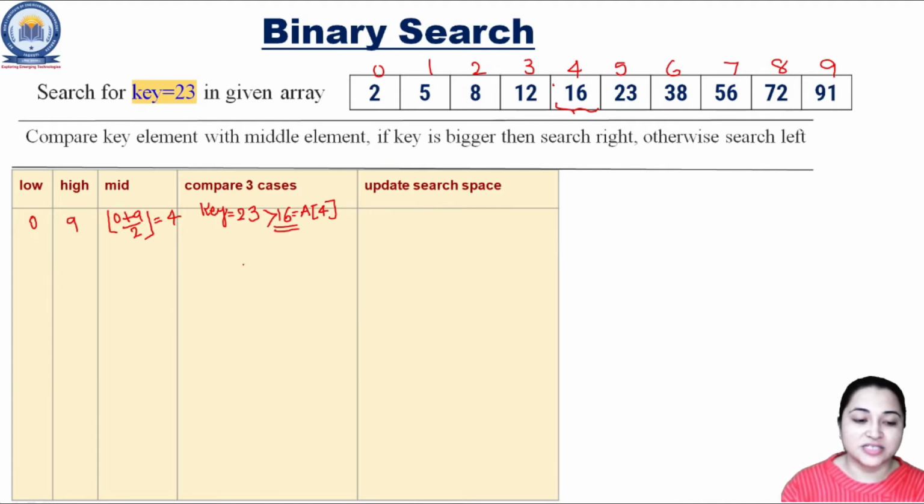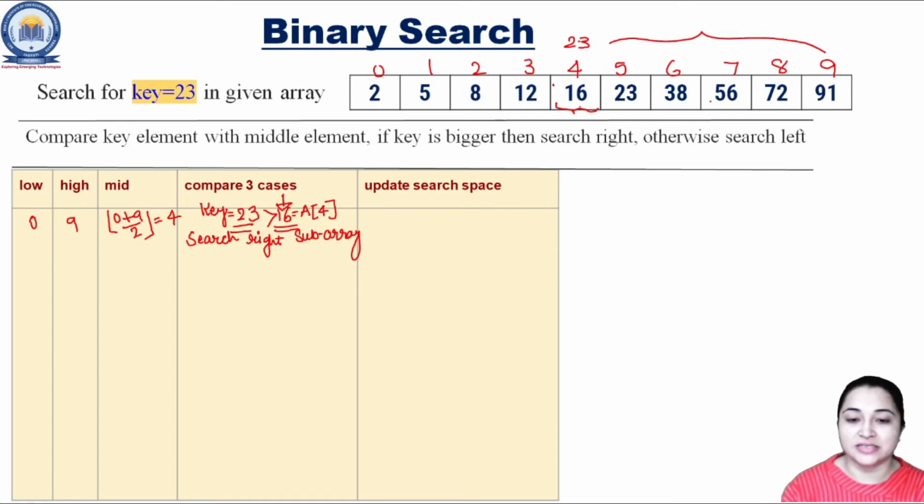That's why now we will divide our search space to the right sublist. So now we will search the given key in the right sub array and update the search space. As the key is greater than the middle element, we have to search the right sub array. What will be the right sub array? If this was the middle element, the key 23 is greater than 16. So we will search this list now, that is the right sub array.